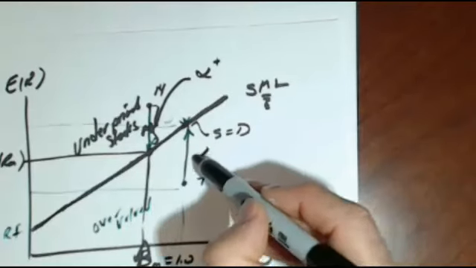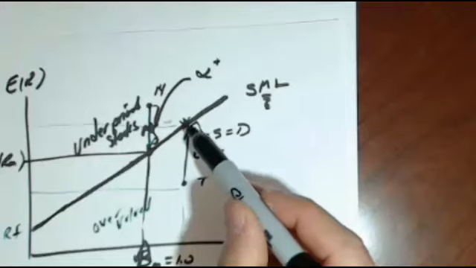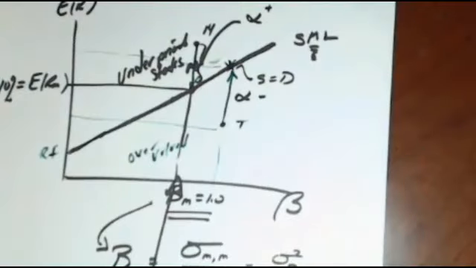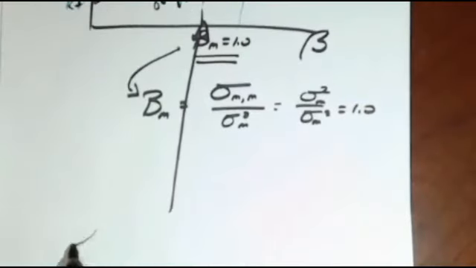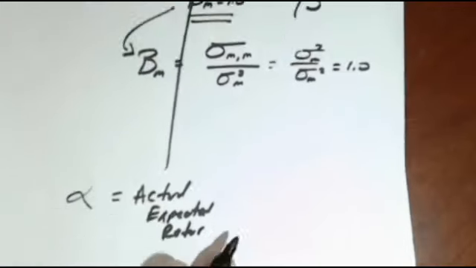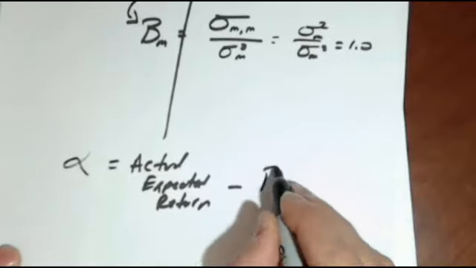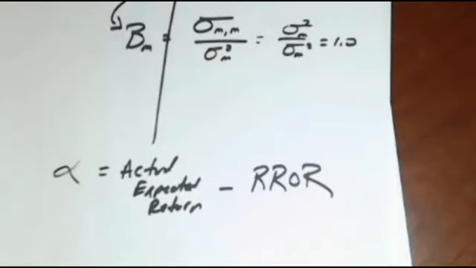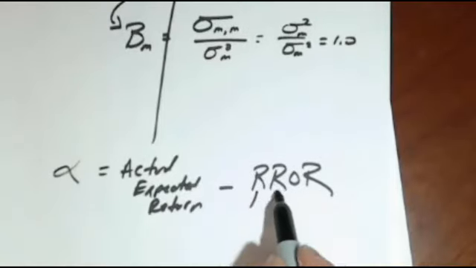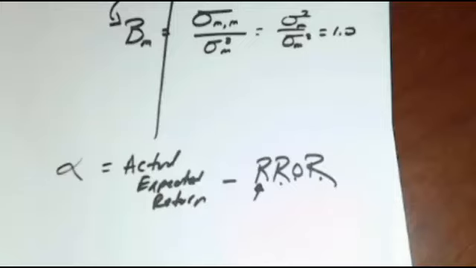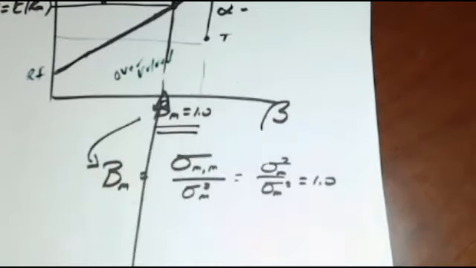And here the alpha is negative because the required rate of return given its risk is higher than what you expect. So alpha is measured this way: it's the actual expected return, as I show you here, minus the required rate of return given its risk. Whenever you see the word required, it means required given its risk, and the measure of risk is systemic risk in this case.